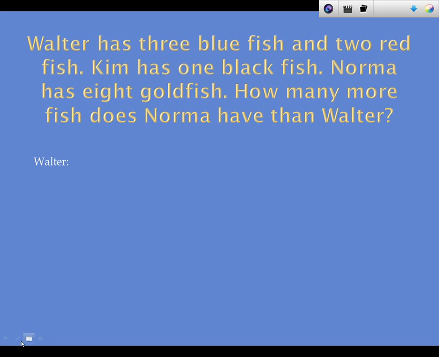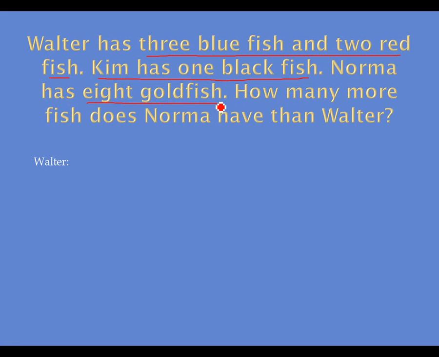Let's underline important information in our problem. It's important to know that Walter has 3 blue fish and 2 red fish. It's important to know that Kim has 1 black fish and Norma has 8 goldfish. Let's think about what we're trying to solve here. We want to know how many more fish Norma has than Walter.